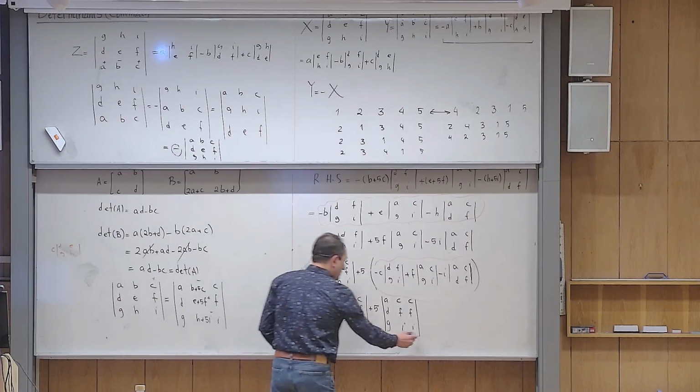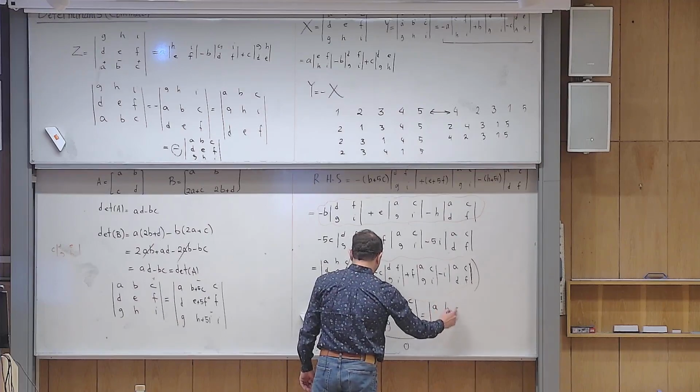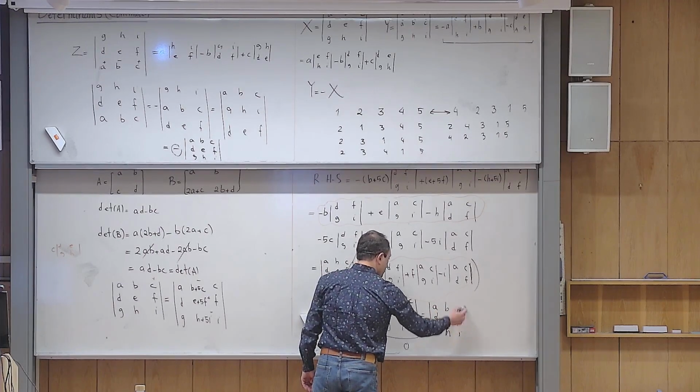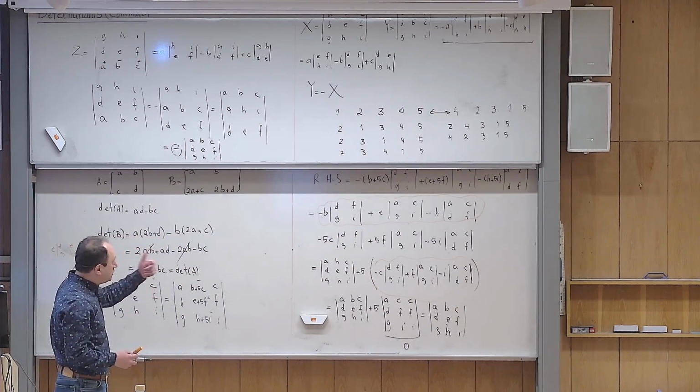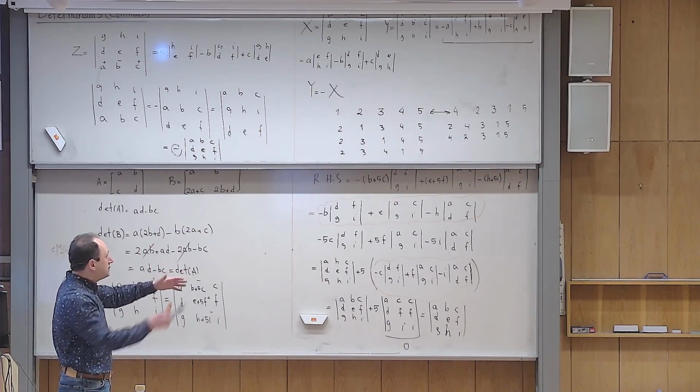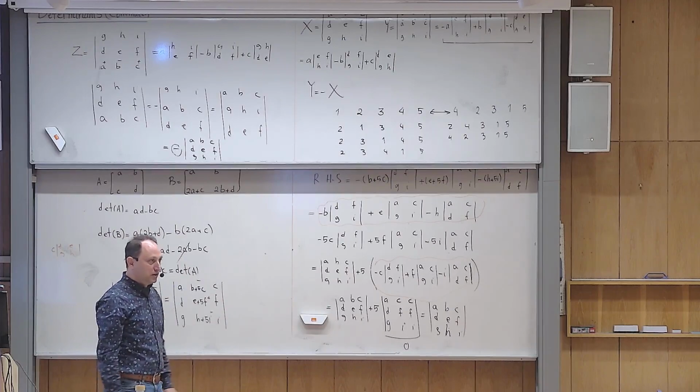Yes, so this becomes 0, and then what is left for me is just A, B, C, D, E, F, and G, H, and I. Yes, it's a very beautiful proof. I hope that you agree with me. Regardless of how big the matrix is, I can follow the same argument.